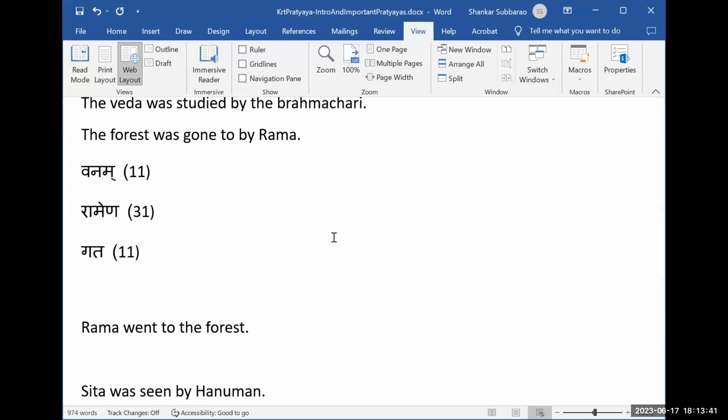Vanam is a padam. Vana is the pratipadika. Vana is a Napumsaka pratipadika. Therefore, when Gata is going with that, it should also be in neuter. So it should be what? Gatam. Right? So what will the sentence be now? Ramena Vanam Gatam. Okay? Yes. Is this clear? Anyone has a problem here?